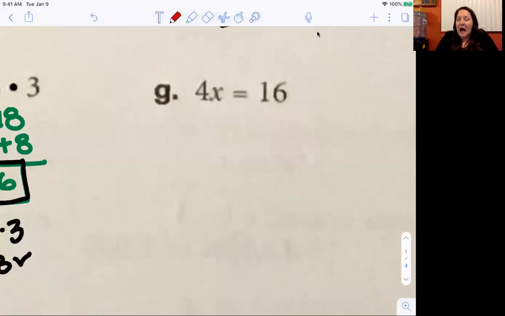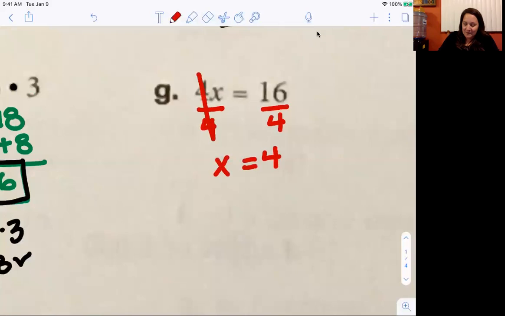But how do I isolate x? How do I get x alone by itself? What's the opposite of multiplying? It is dividing. So I'm going to divide both sides of my equation by 4. You could just do it just like that and write it right on there. 4 divided by 4 cancels, and I'm left with x equals 16 divided by 4, which is 4.